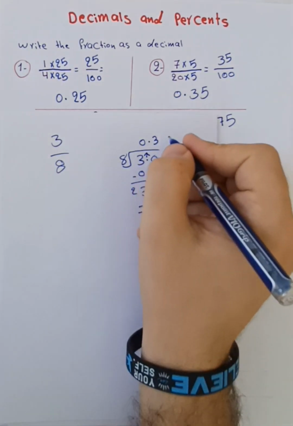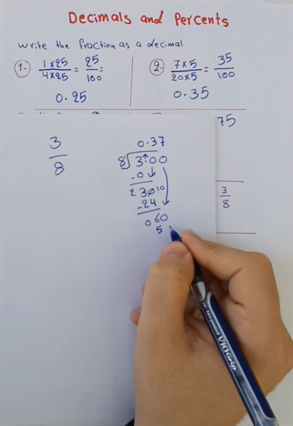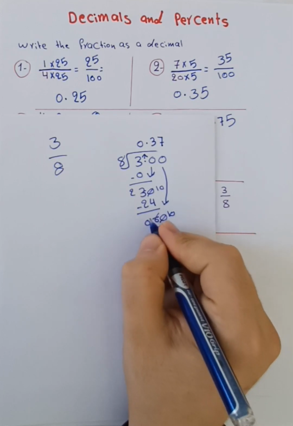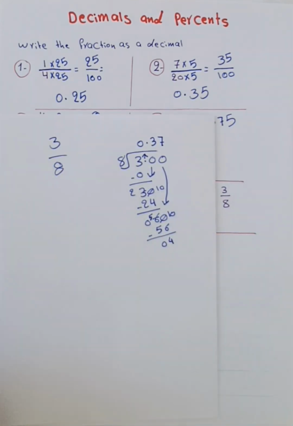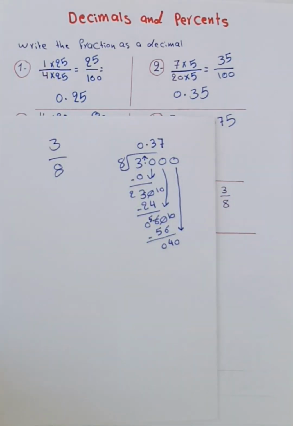60 divided by 8 is 7. 7 times 8 equals 56. This 0 becomes 10, and 6 becomes 5. 10 minus 6 is 4. 5 minus 5 is 0. And then you have to write another 0 and bring it down: 40.